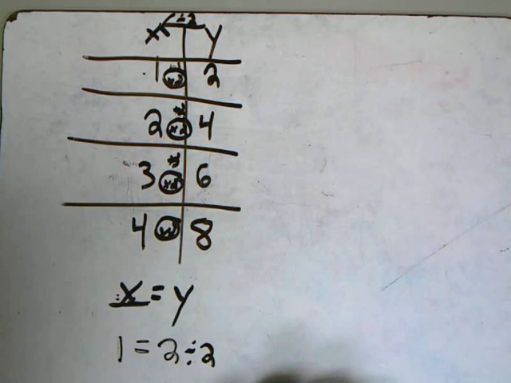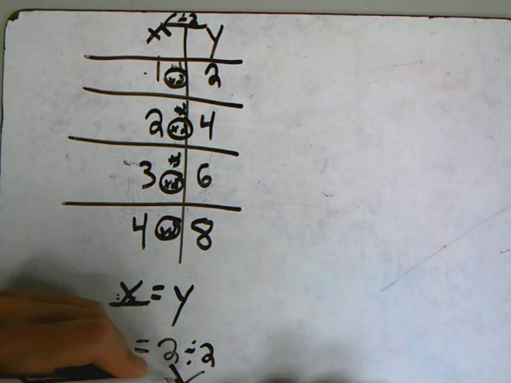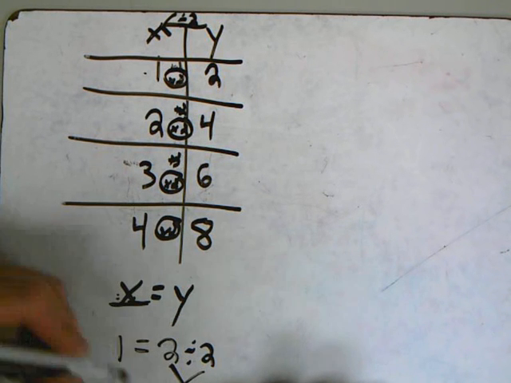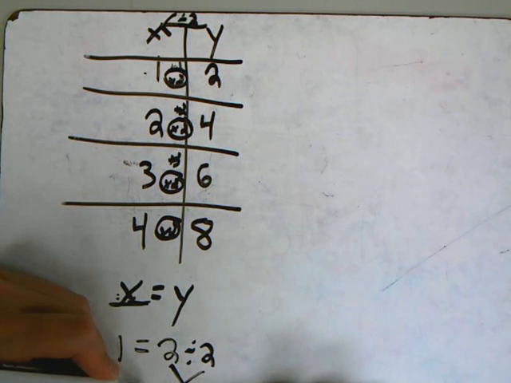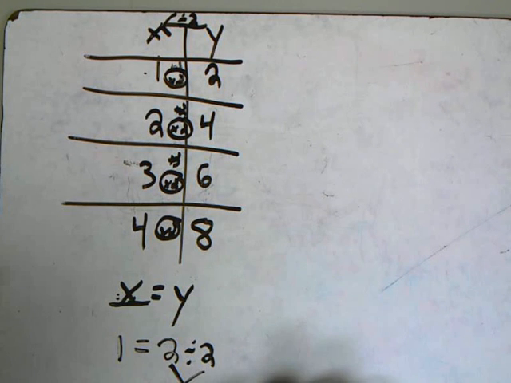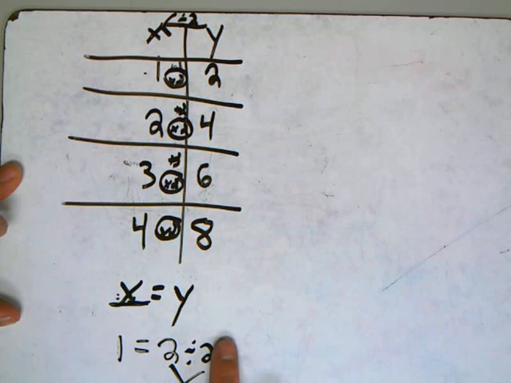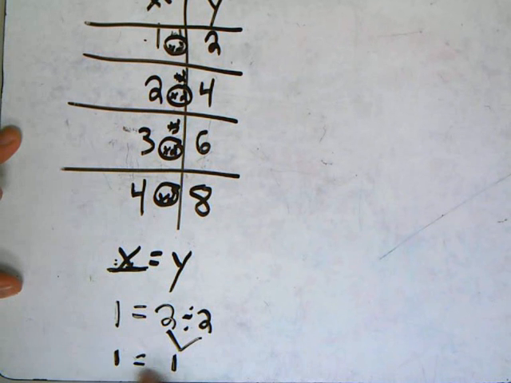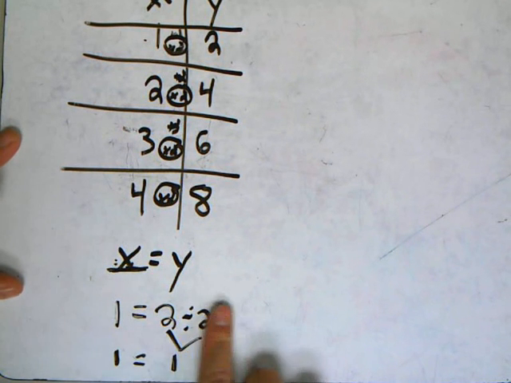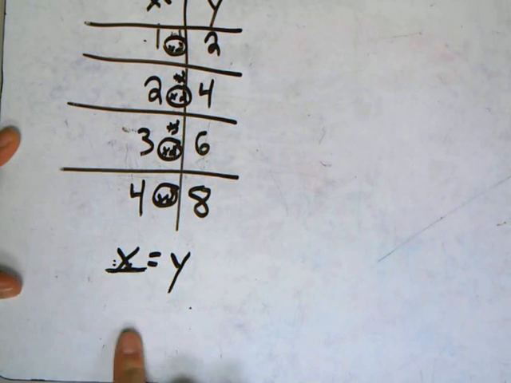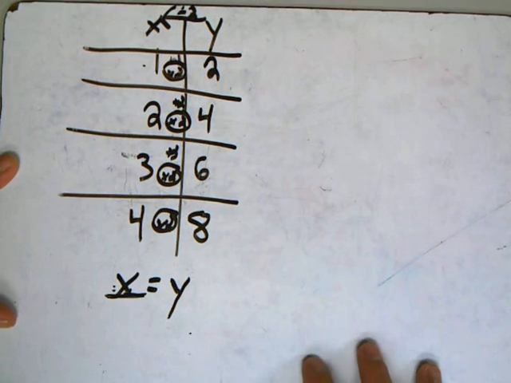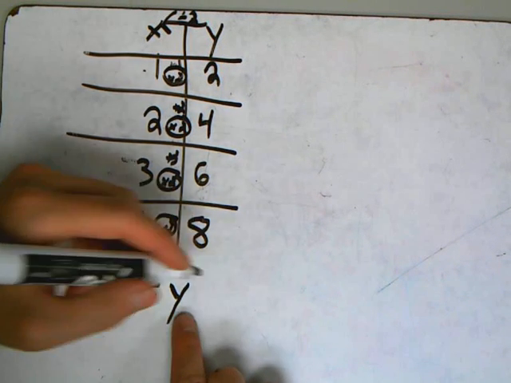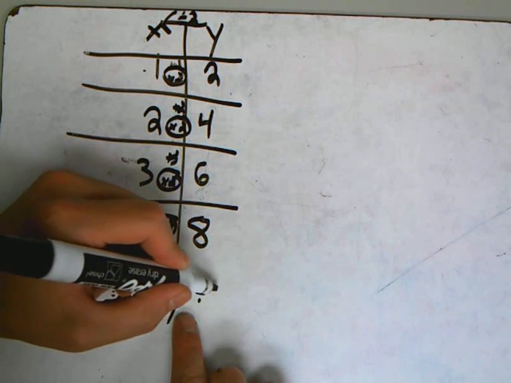So I know that 1 equals 2 divided by 2. Is that a true statement? Well, if I bring this down, I know that 2 divided by 2 equals 1. And then if I just drop my 1, is 1 equal to 1? Yes, it is. So I could go back and erase this. If you can see all this, 1 is equal to 1. I'm going to go ahead and erase this. And I know that my rule is now x is equal to y divided by 2.